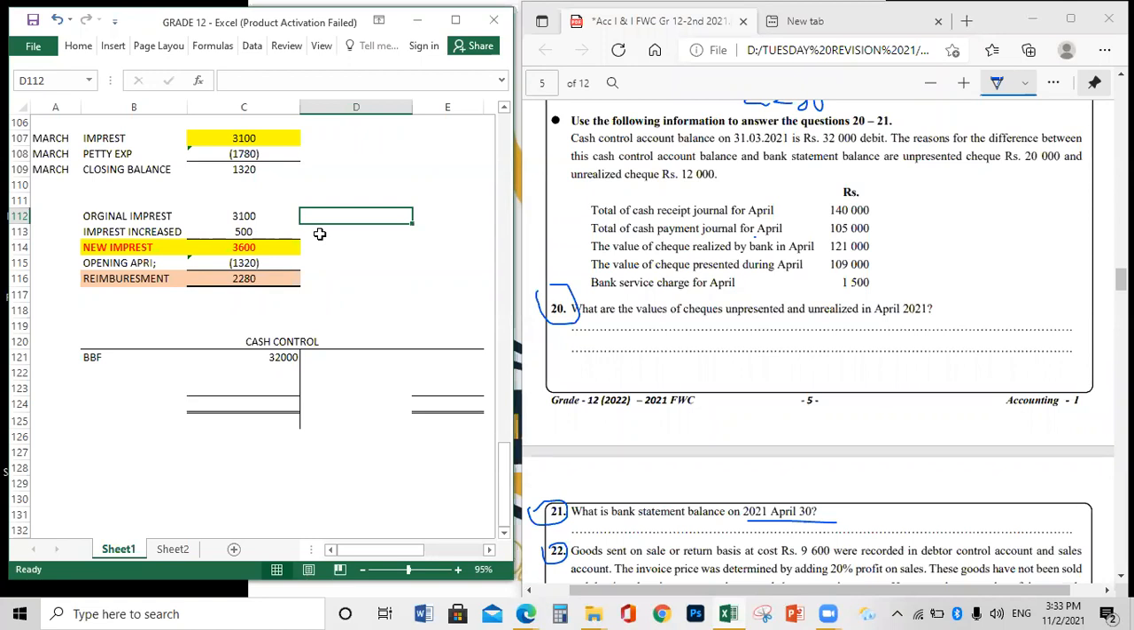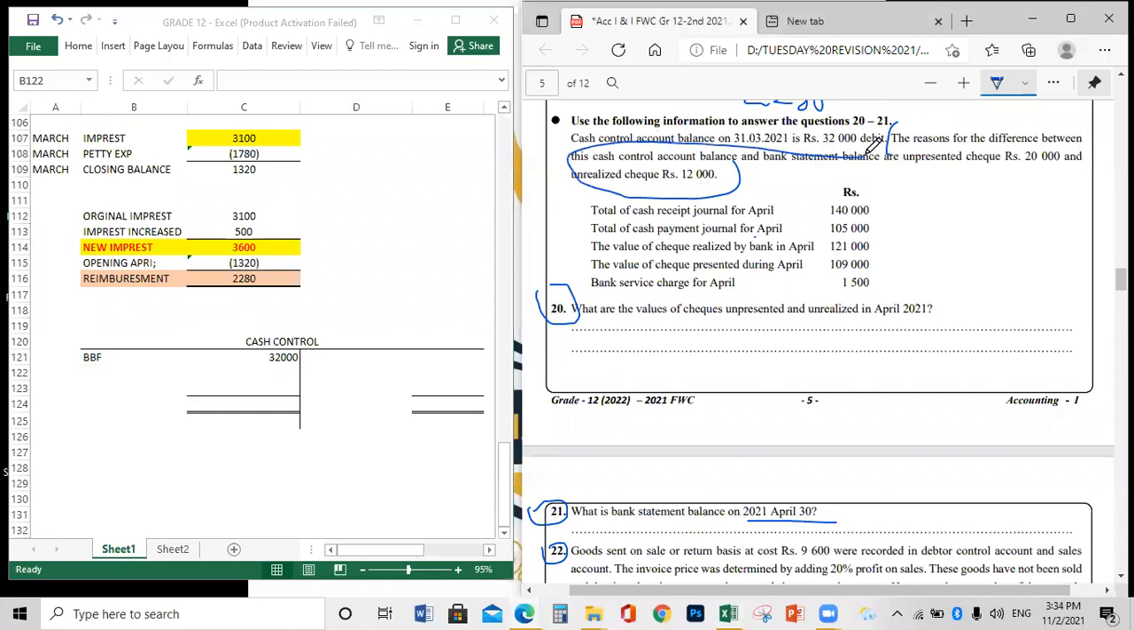Let's see the total of the cash receipt journal for the month of April. They have given how much is the total of cash you received. The total of cash received will be debited in the cash control. We haven't done any adjustment yet, we'll do it at last. The total of receipts should go in the debit side of the cash control. How much is that? 140,000.